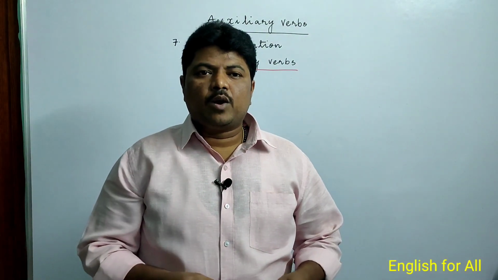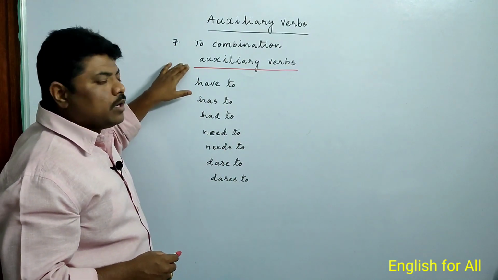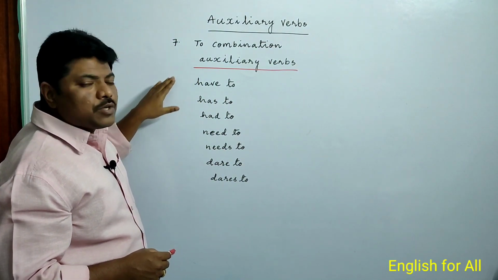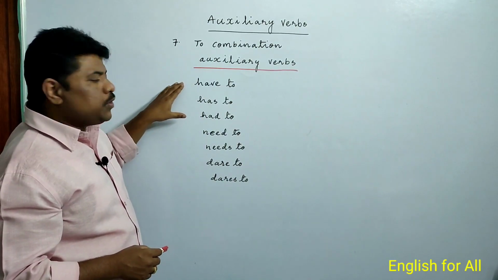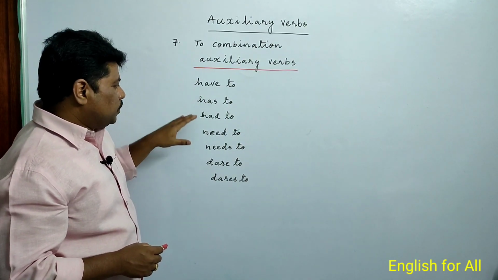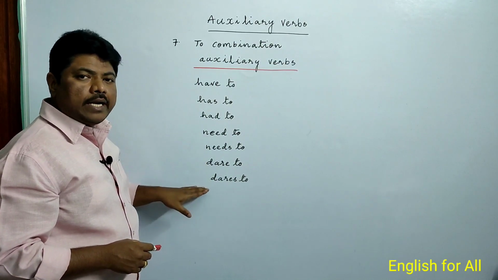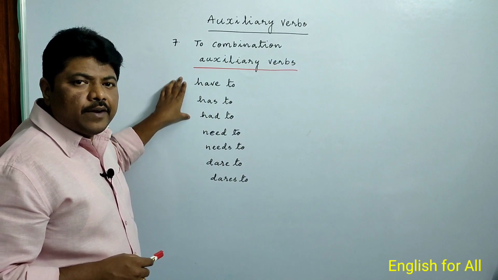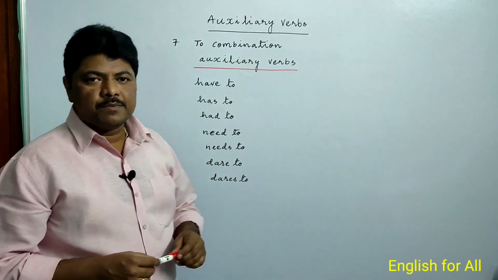Next, we have other combinations of auxiliary verbs. The seventh one, to combination auxiliary verbs. We also sometimes use to combination auxiliary verbs. Sometimes we do use have to, has to, had to, need to, needs to, dare to, and dares to. These are the different combinations of auxiliary verbs we use apart from the main auxiliary verbs.